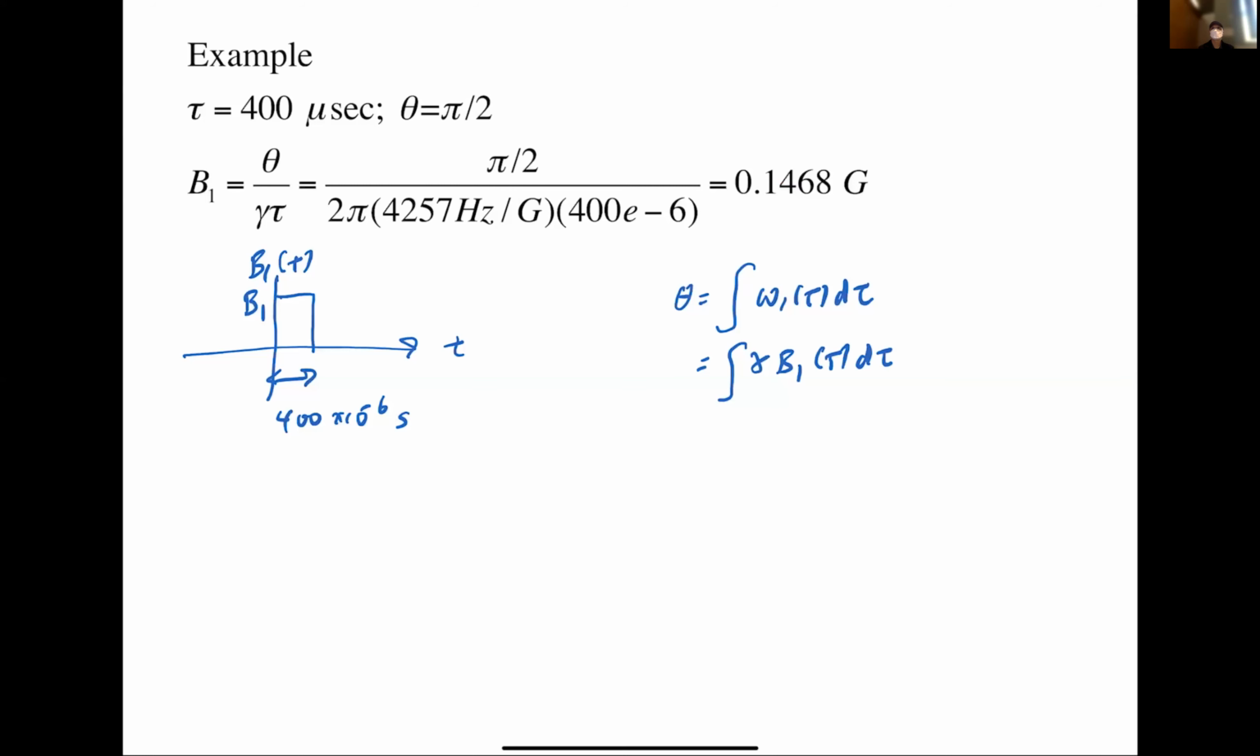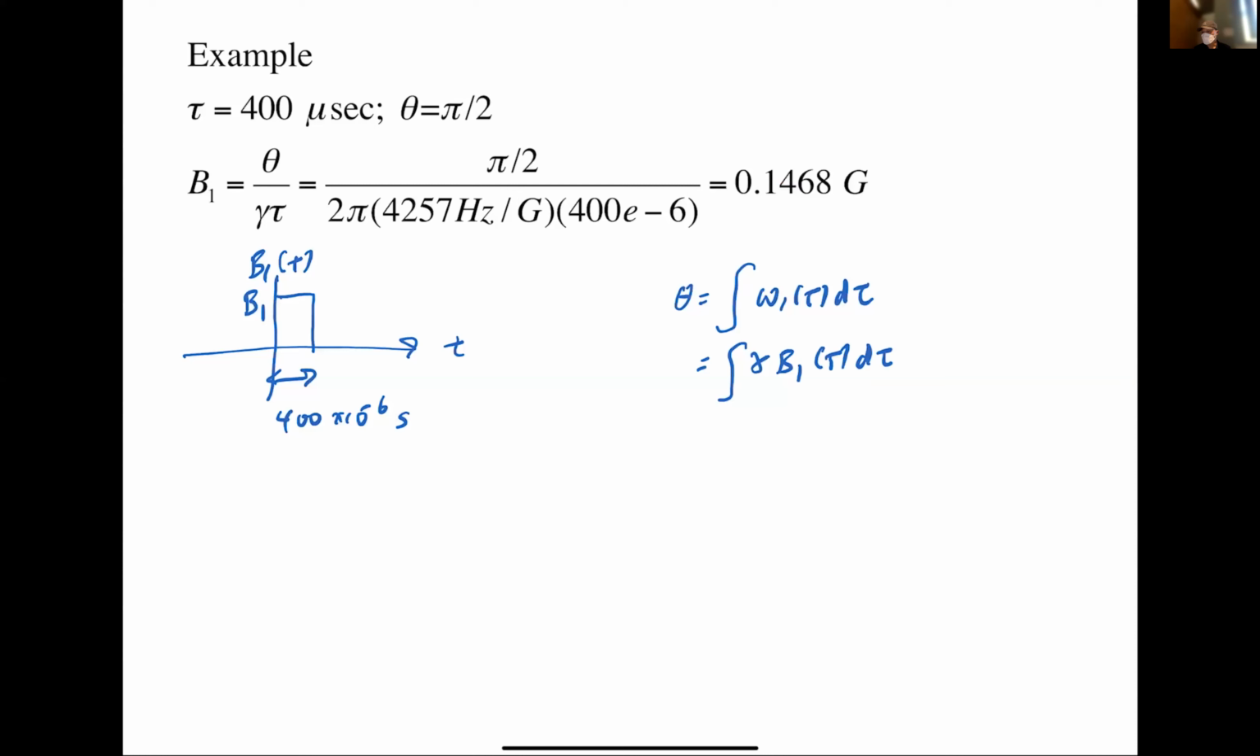Yes, question. So B0 is the base magnetic coil and B1 is the RF pulse? Yes, that's right. So B0 is always what we call our main magnetic field, which is the one that's very strong typically. Okay.